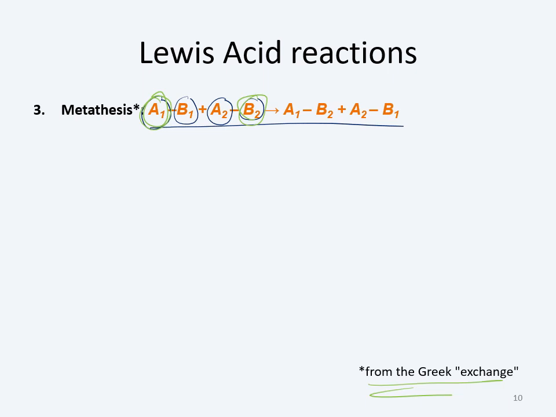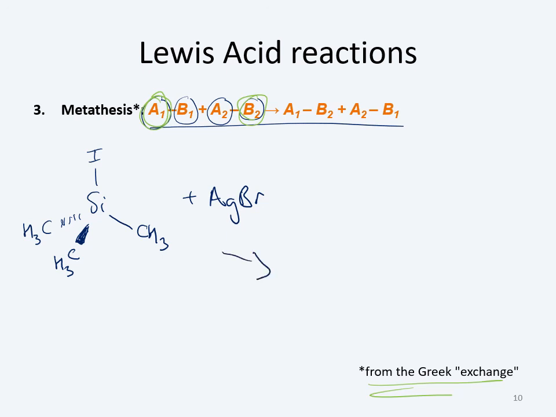Okay, so an example of this, which I'll write out, and again, we're going to use a silicon containing species. Again, silicon containing species are quite common Lewis acid species. Let's draw that out with some methyl groups. Okay, so we've got some methyl groups, and that's going to react with AgBr, so silver bromide. And what's going to happen is, I'm just going to do it down here because I've got a bit more space that way. You're going to get a complete exchange.